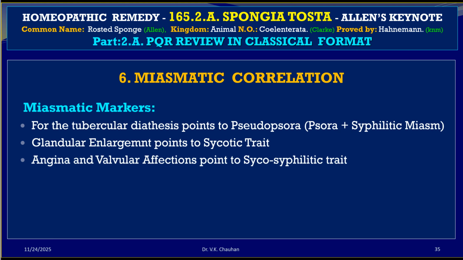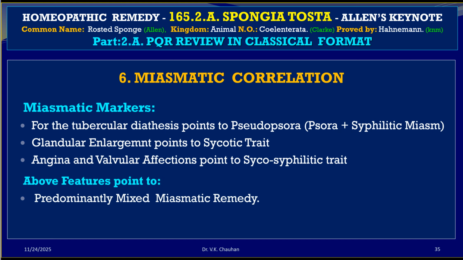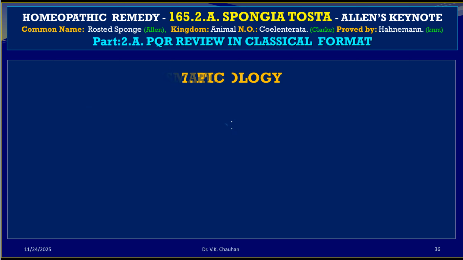Angina and valvular affections point to a psycho-syphilitic trait. It is a destruction of vital organs, internalization and destruction. The above features point to Spongia tosta being a mixed miasmatic remedy, predominantly having sycotic or tubercular miasm. It depends upon the presentation.